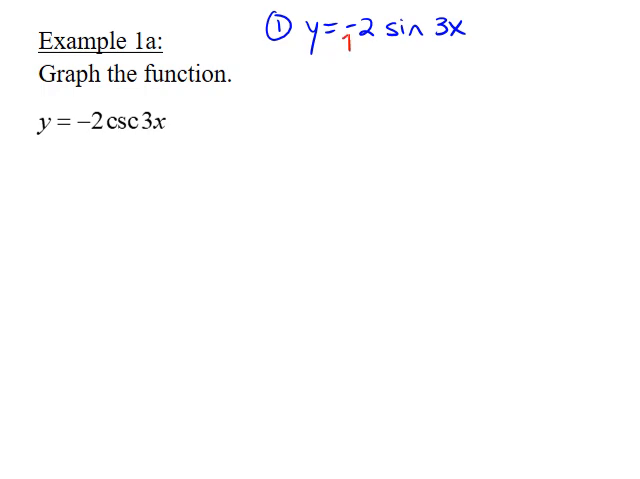I can see that I'm going to have a reflection across the x-axis. I can also see that my amplitude is 2, and I also know that my period is going to be 2 pi over 3. I don't have a vertical shift or a horizontal shift or a phase shift, so I can go ahead and sketch this graph of sine now.